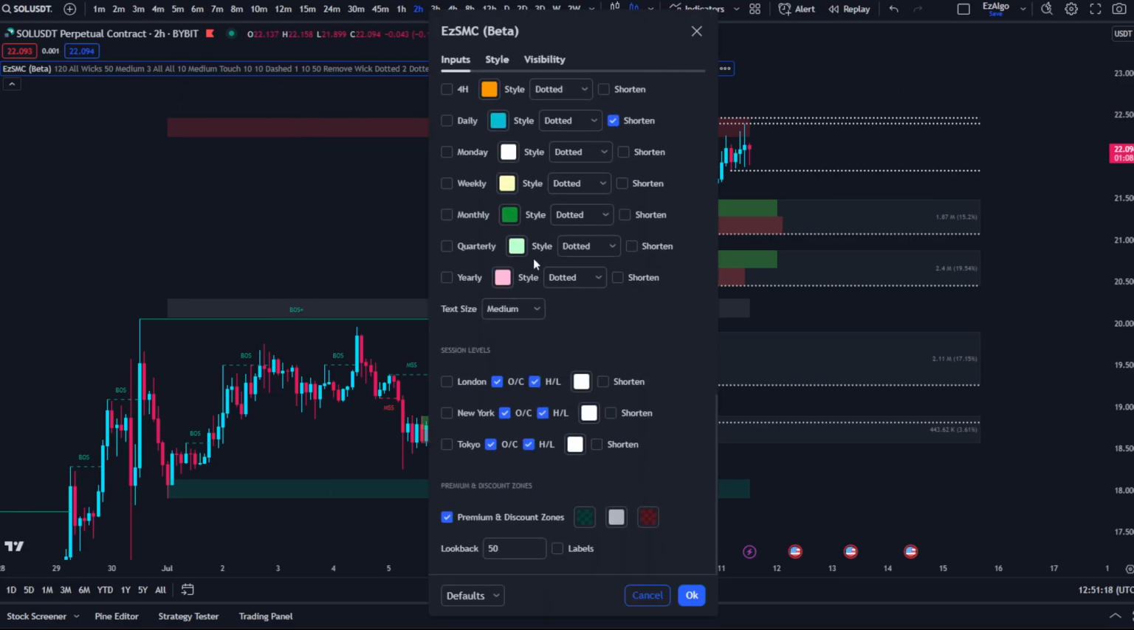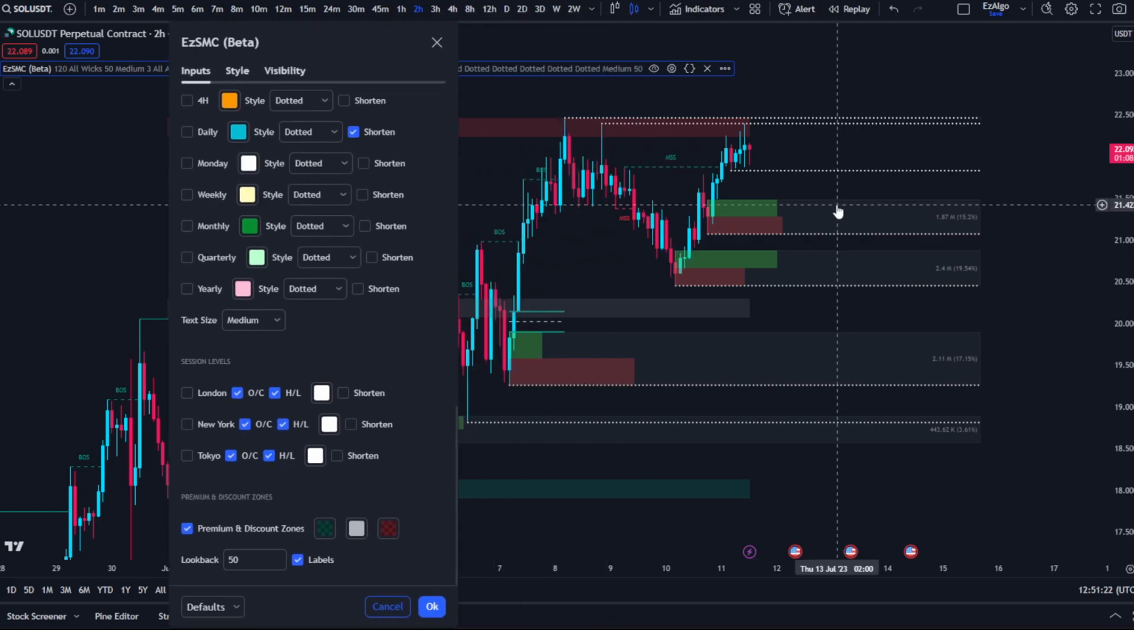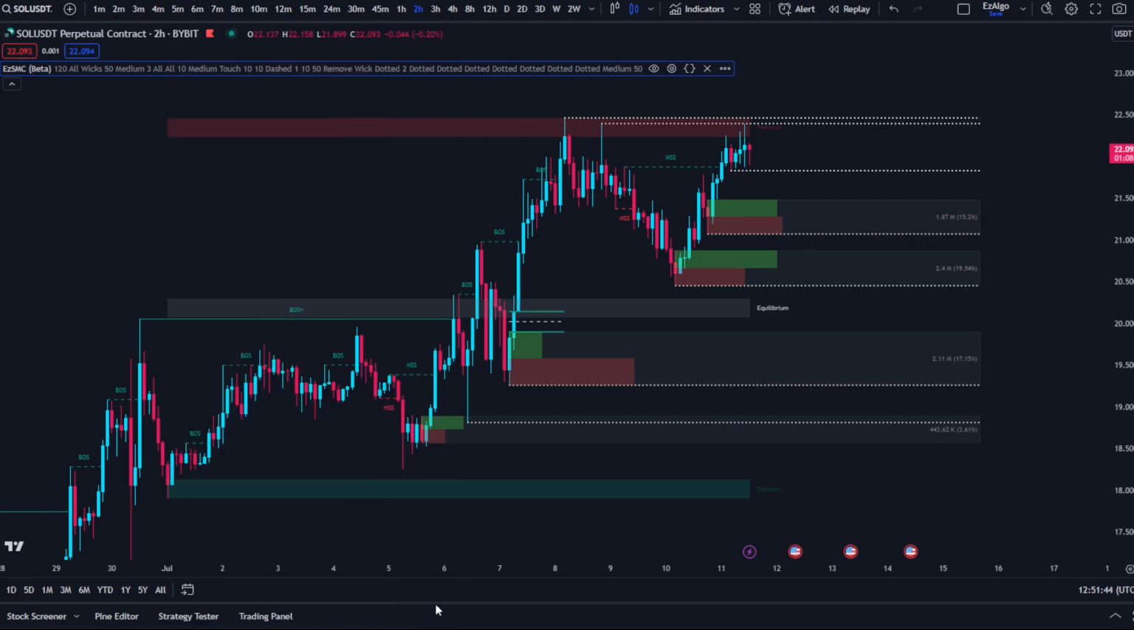Now, I don't personally use the premium and discount zones. You can change the look back. You can also throw on the labels if you want, the premium and discount equilibrium. I'm honestly not a big fan of these premium and discount zones. I think the other features are a lot more useful, but I know a lot of you guys use these. And this is a very basic SMC term, premium and discount zone. So we've thrown it into the EzSMC beta.